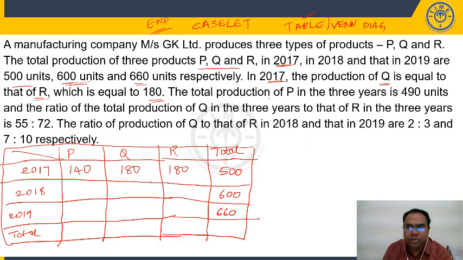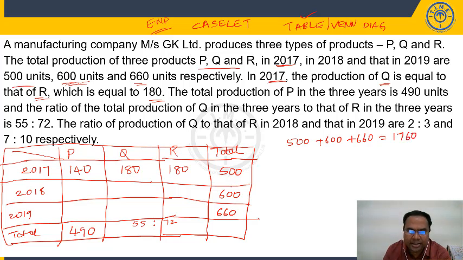Next, the total production of P in 3 years is 490 units. The ratio of production of Q in 3 years to that of R in 3 years is 55 is to 72. Now friends, what is the total production? If you add 500 plus 600 plus 660, the total is 1760, right?